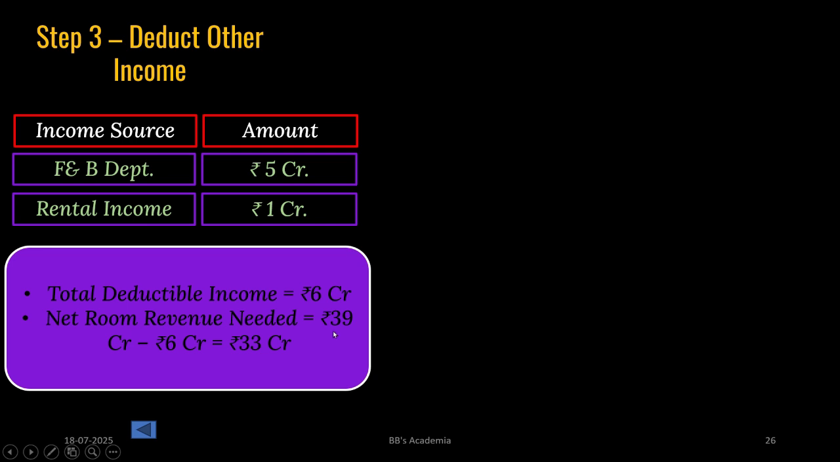Total revenue was 39 crores minus 6 crores, because we are earning it from the different sources. So from the room revenue we need to earn 33 crores. 39 crores is the total direct cost minus our income of 6 crores. This is the total 33 crores we have to earn through the room revenue model. Okay, fine.